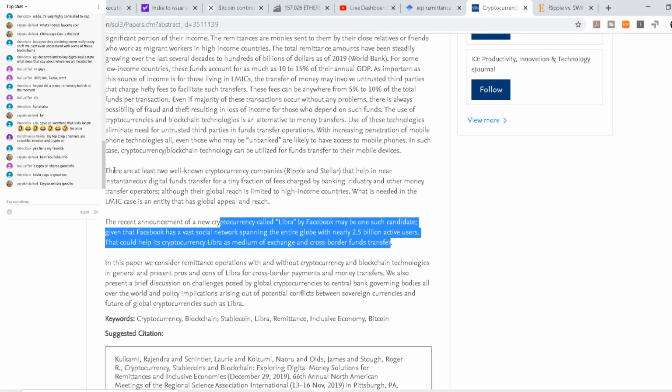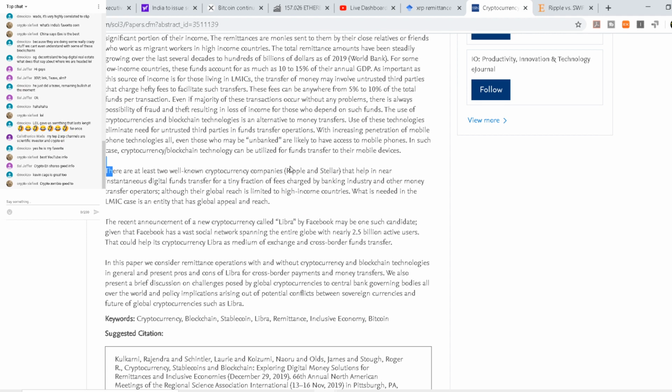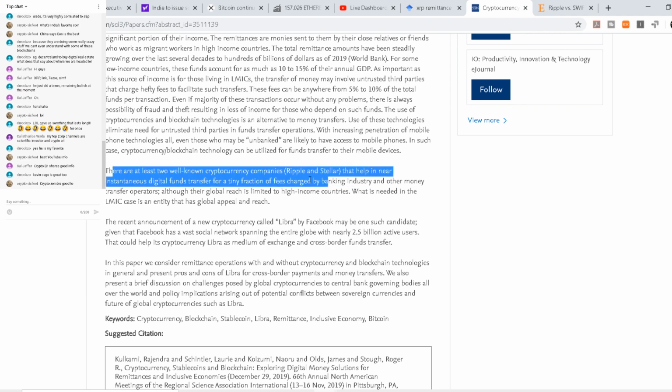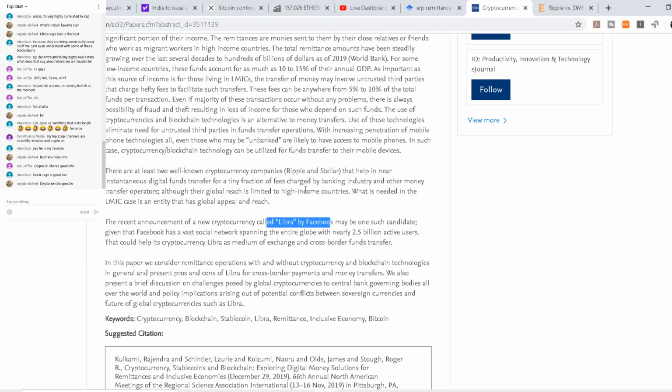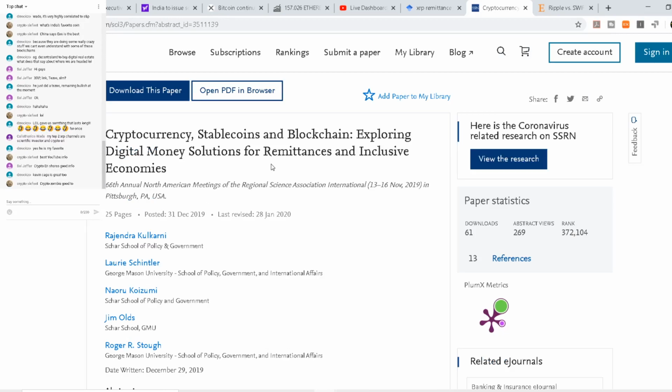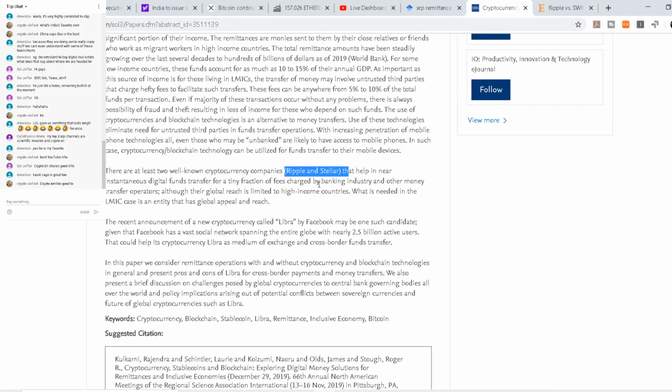Now the next one: there are at least 2 well-known cryptocurrency companies, Ripple and Stellar, that help in near-instantaneous digital fund transfers for a tiny fraction of the fees charged by the banking industry and other transfer operators. Guys, why is this so important? When they talk about Libra or Ripple and Stellar, the research industry and the traditional financial industry are actually looking at these assets for remittance. So in that aspect, the long-term value proposition for Ripple and Stellar is still valid.